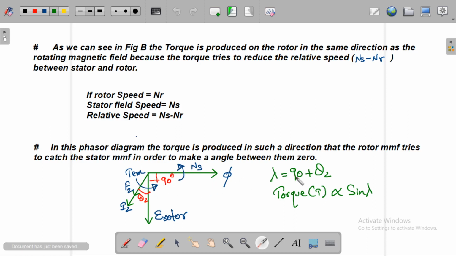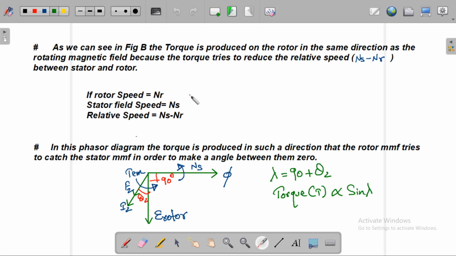So lambda is 90 plus theta 2 when we are talking about the angle between the stator flux and rotor current. Lambda equals 90 plus theta 2, and torque is always proportional to sine lambda, which is the angle between the stator flux and rotor current. So this is the basic principle, or basic working, of any induction motor.